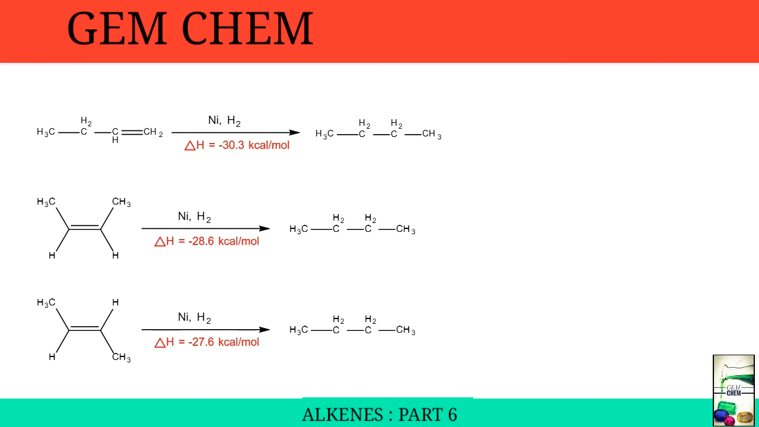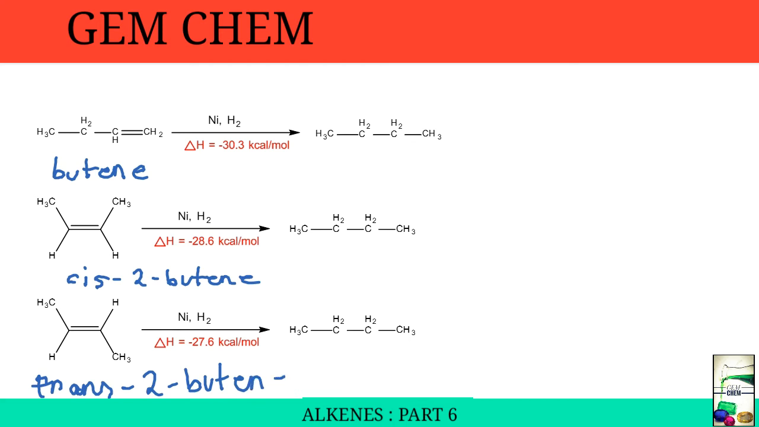This will be butene. Since the double bond is in the first position, there is no need to write the position. Here the double bond is in the second position, so we write cis 2-butene, or cis but-2-ene, and this is trans 2-butene. Now see, the heat of hydrogenation here is minus 30.3 kilocalorie per mole. It decreases to minus 28.6 kilocalorie per mole, and here it is minus 27.6 kilocalorie per mole.